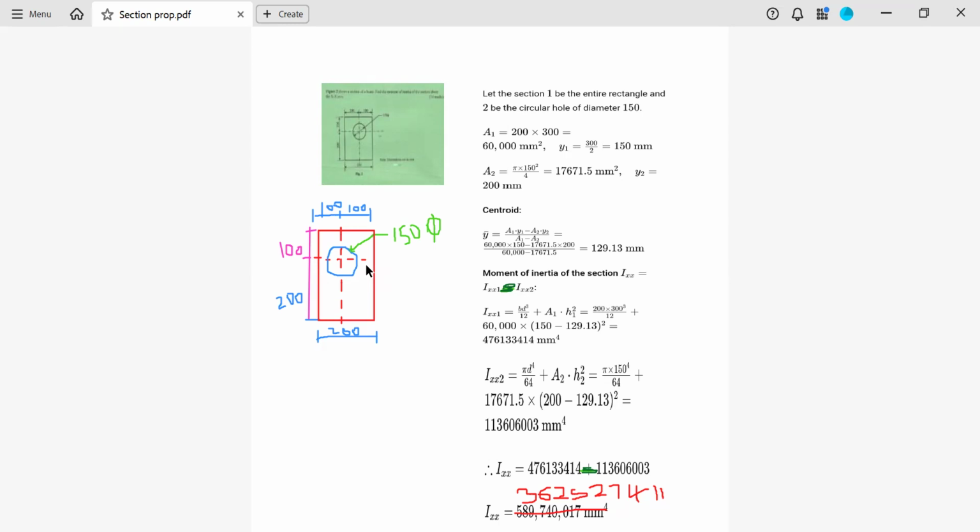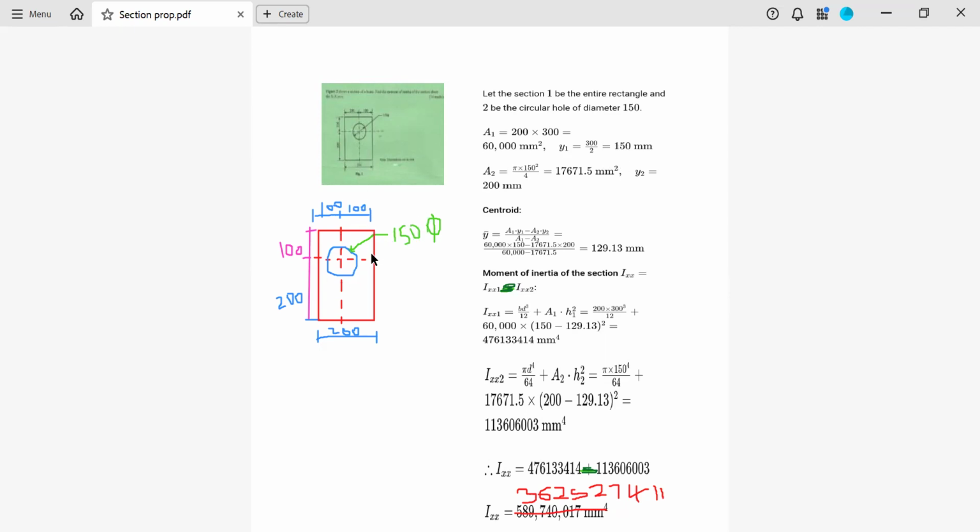So area 1, as we said, the entire rectangular section, the area will be 200 by 300, which is 60,000 square millimeter. Then y1, everything we are measuring with reference to the x-axis, the bottommost line of this figure. So I will measure from this line here to the center of this rectangle, which is basically 200 plus 100 divided by 2, giving us 150 millimeter.